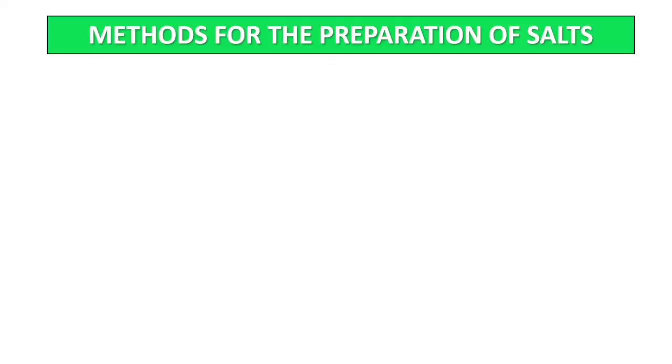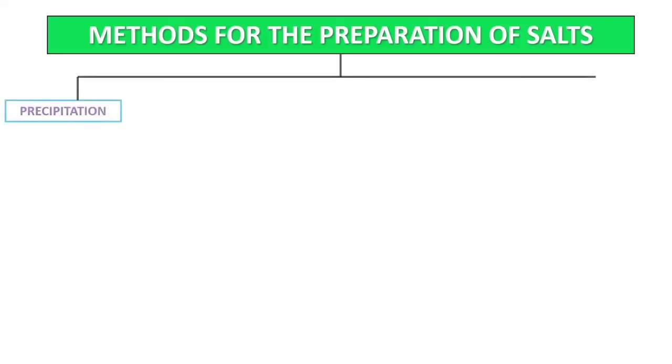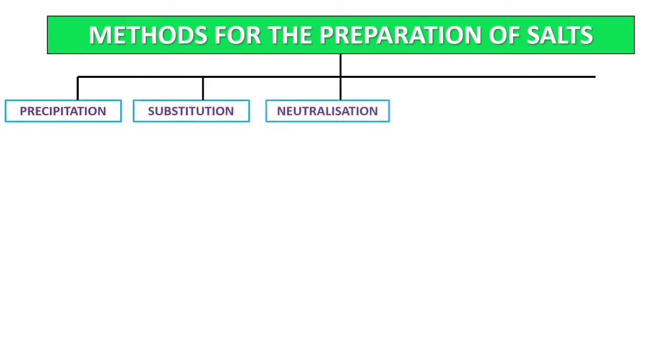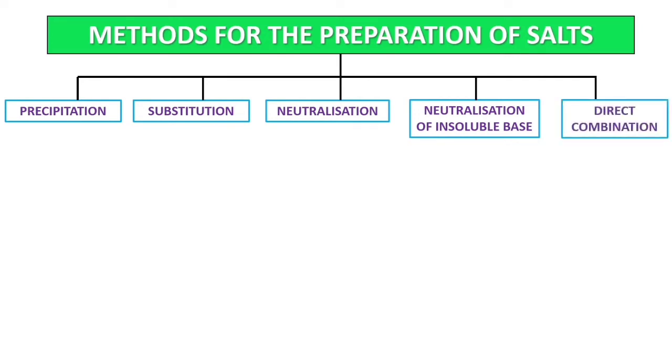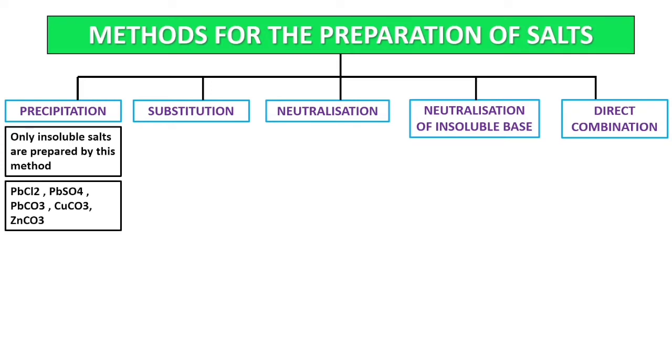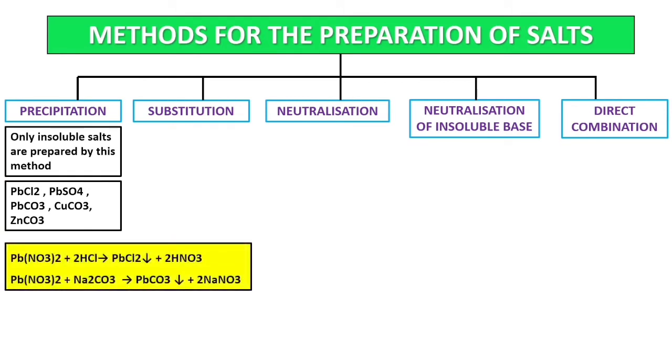Methods for the preparation of salt: precipitation, substitution, neutralization, neutralization of insoluble base, and direct combination. Precipitation: only insoluble salts are prepared by this method, such as PbCl2, PbSO4, PbCO3, CuCO3, ZnCO3. Lead nitrate reacts with HCl to produce PbCl2 and HNO3. Lead nitrate reacts with Na2CO3 to produce lead carbonate and NaNO3.